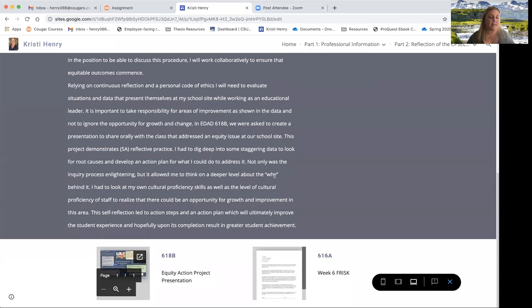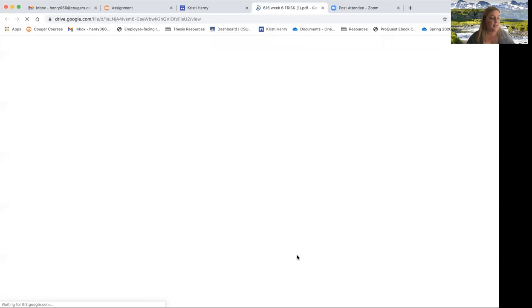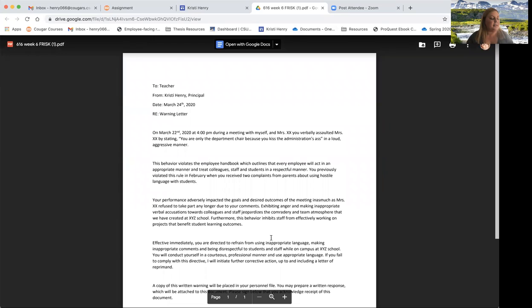And the second artifact is from 616A, a week 6 FRISC document. In 616A, I was asked to evaluate a teacher's actions and create a FRISC document reflecting the actions that I would have taken to address the issue. This assignment demonstrates 5B, ethical decision-making. I appreciated the format of FRISC, how it works and how it helps. These letters help you to identify and communicate issues to staff. It is straightforward and provides evidence and gives clear areas for improvement and outlines expectations for the future.